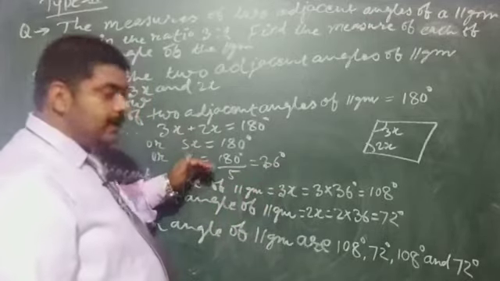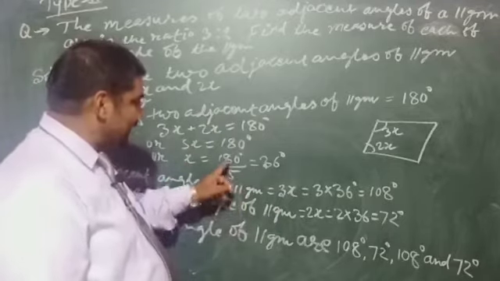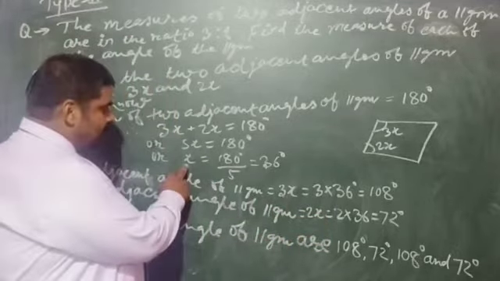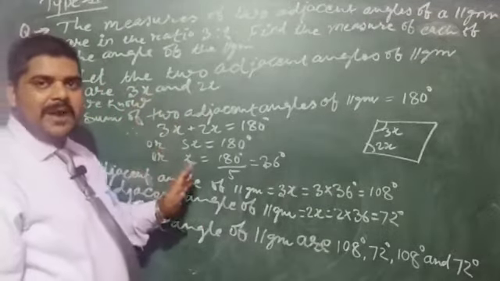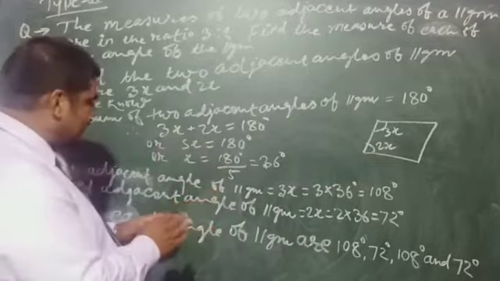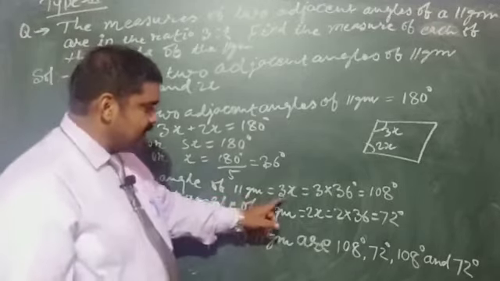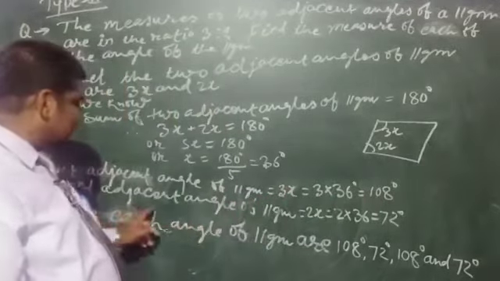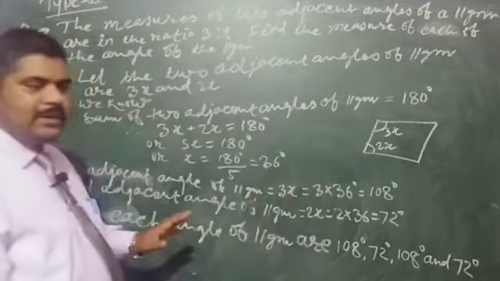If you do the calculation, x is equal to 180 upon 5, which is equal to 36 degree. When you get the value of x, you put it in the angles and find out each angle of the given parallelogram. The first adjacent angle is 3x, that means 108 degree, and the second adjacent angle is 2x, which is equal to 72 degree.